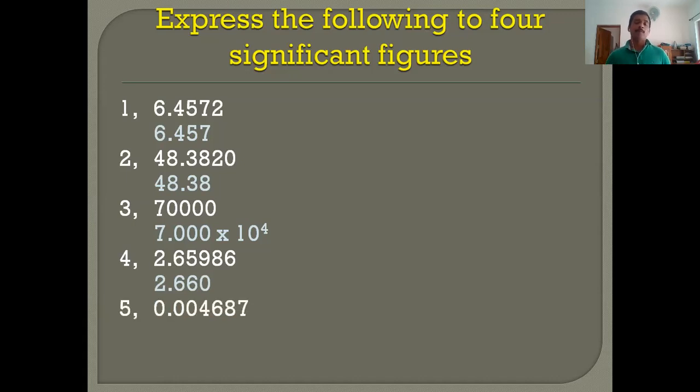0.004687. How many significant figures are present? Yes, it has only 4 significant figures. No need to consider the zeros preceding the first non-zero digit. So 1, 2, 3, 4. Only 4 significant figures. So there is no change. I think now it is clear to you.